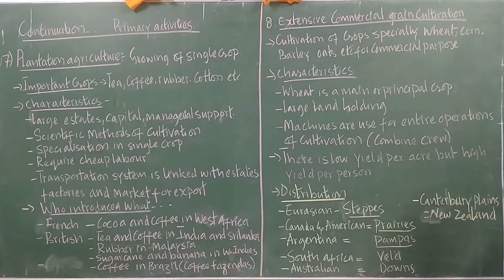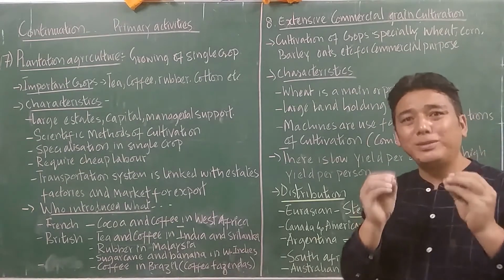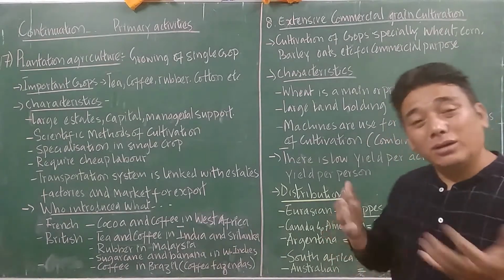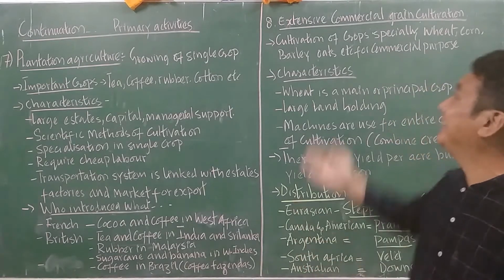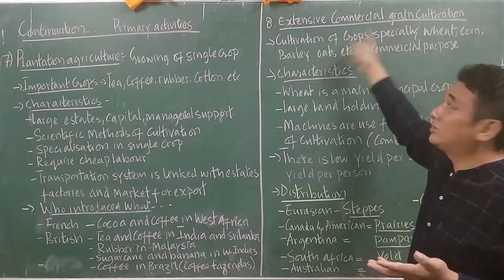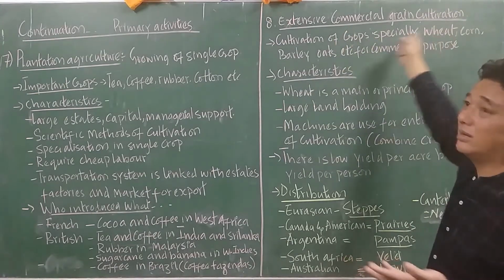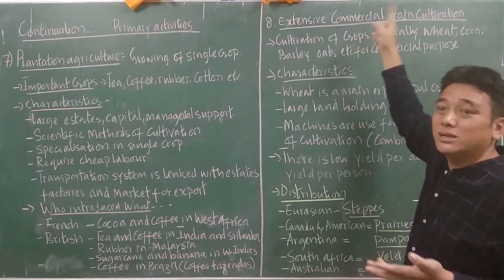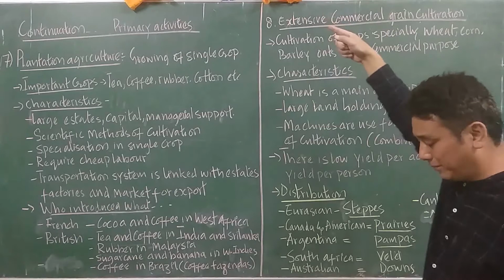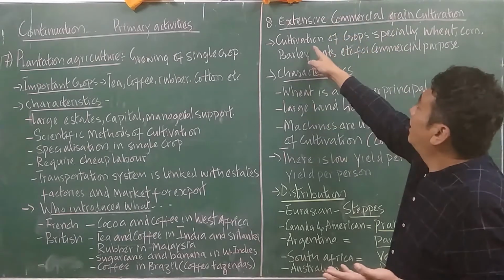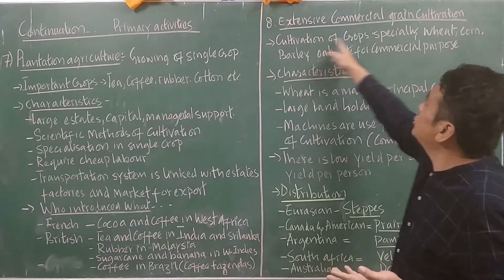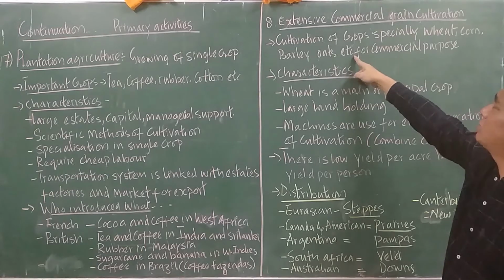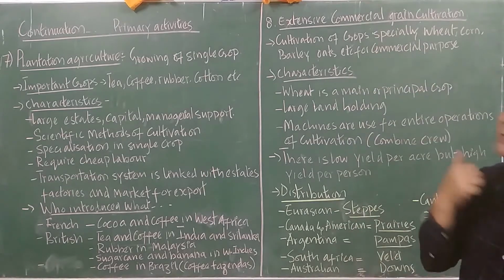Extensive commercial cultivation. The word itself tells you the meaning. Extensive means large areas of cultivation, and large areas of cultivation with what? Grain. That's why it is known as extensive commercial grain cultivation. Whatever product comes from this agriculture is meant for profit making or business purposes. Here the meaning: cultivation of crops, especially wheat, corn, barley, oats, etc., for a commercial purpose is known as extensive commercial grain farming.